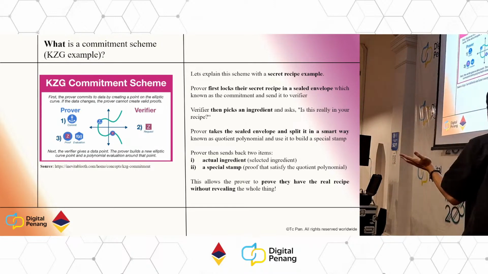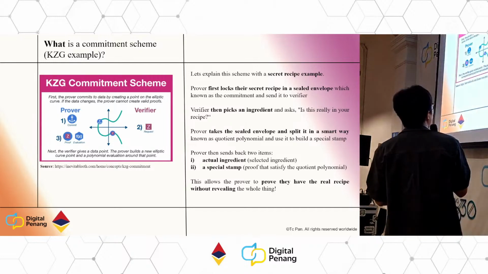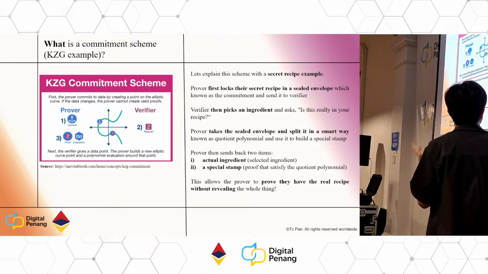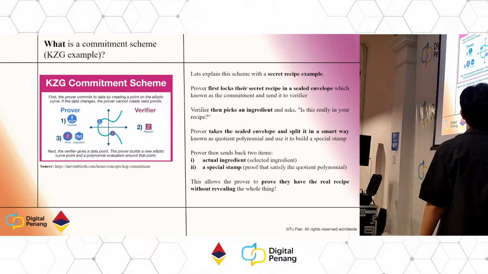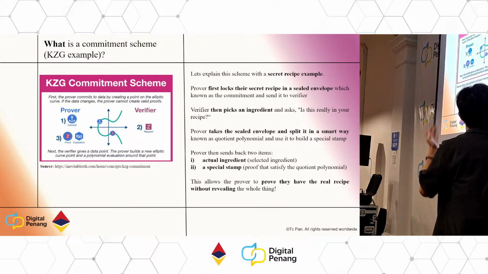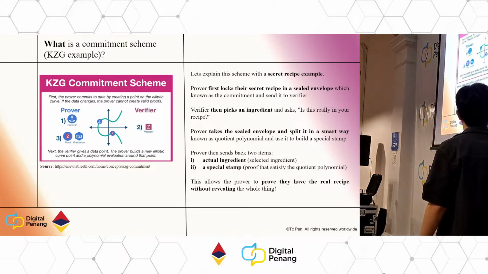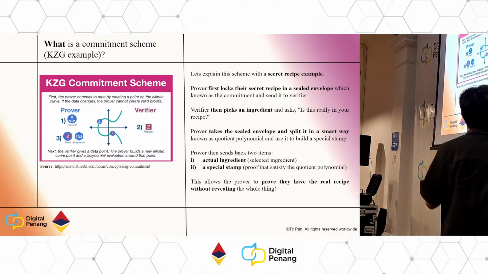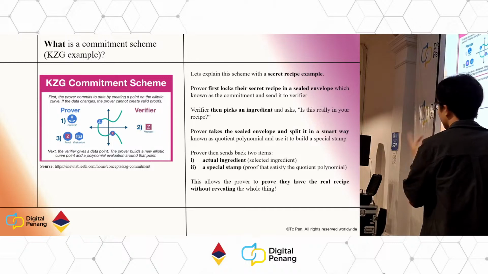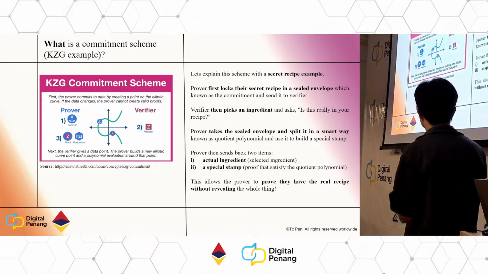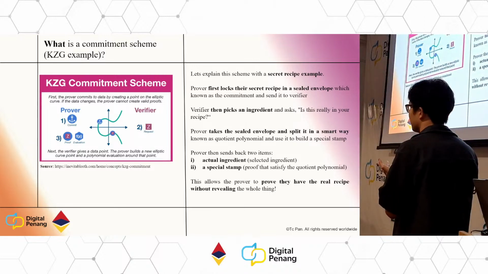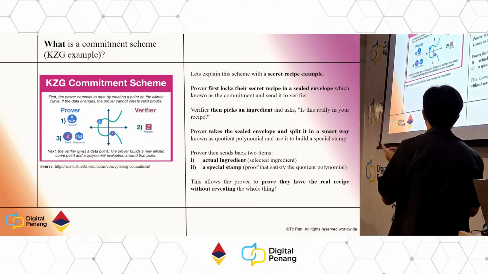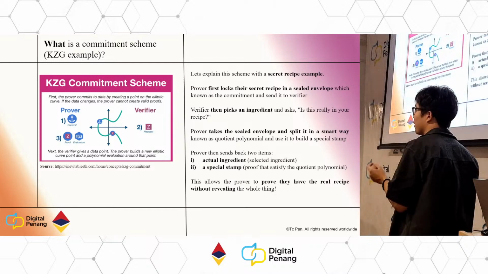Then let's explain this scheme with a secret recipe example. The prover will first lock their secret recipe in a sealed envelope, known as the commitment, and send it to the verifier. The verifier will pick an ingredient and ask, is this really in your recipe? The prover will take the sealed envelope and split it in a smart way known as a quotient polynomial and use it to build a special stamp. The prover will then send back 2 items only: the actual ingredient itself, and a special stamp, the parameters that actually satisfy the quotient polynomial. This allows the prover to prove they have the real recipe without revealing the whole thing.